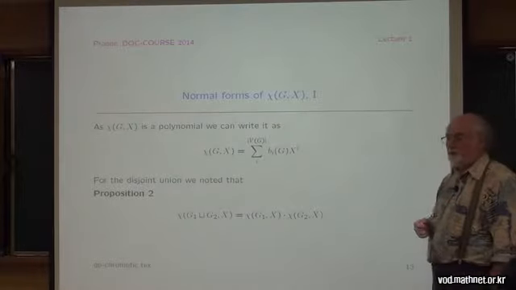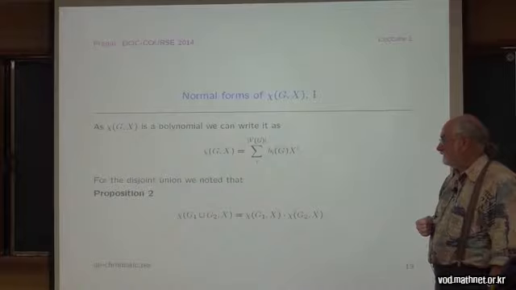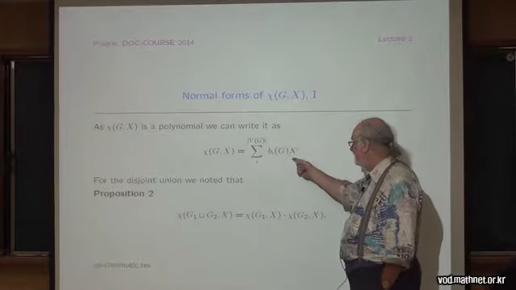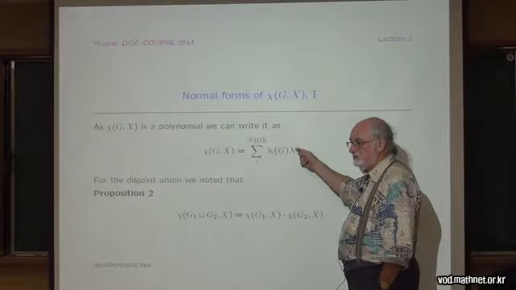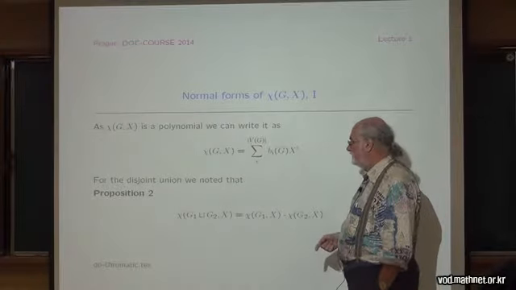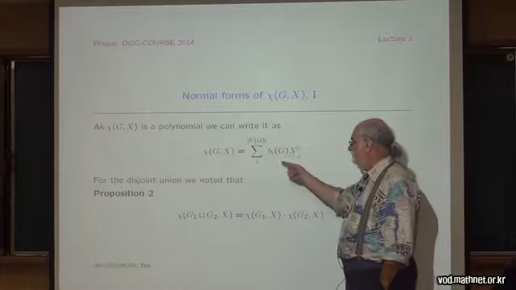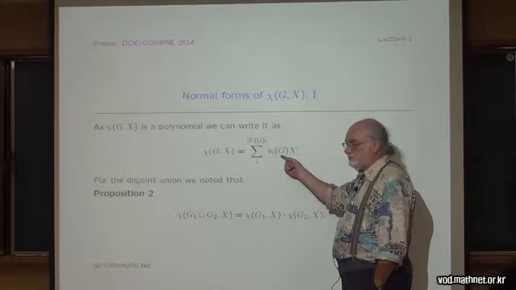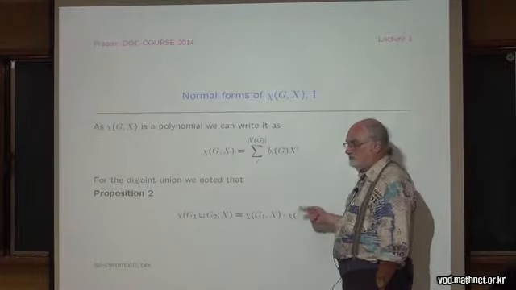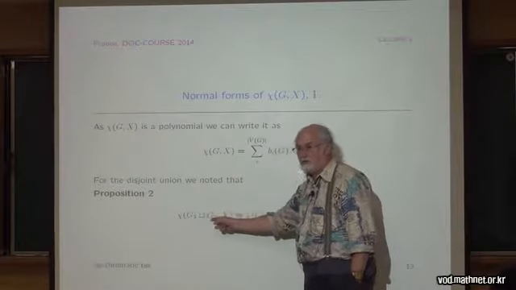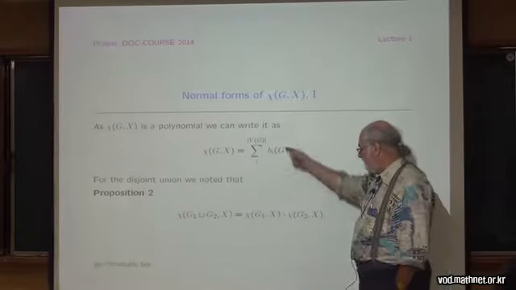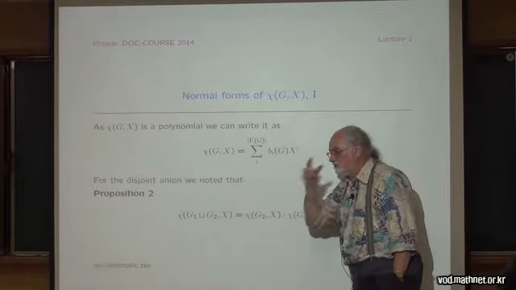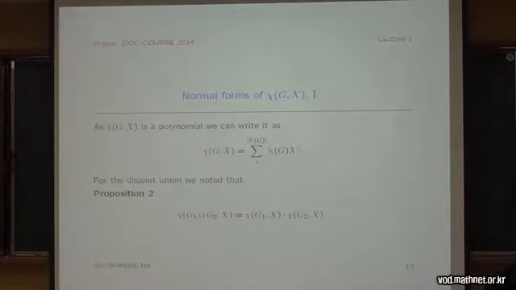Now, once you know it is a polynomial, you can ask yourself how to write it. And you can write it in several ways. You can say, okay, I take as a basis of my polynomial ring x to the power 0, x to the power 1, x to the power 2 as a set of polynomials, and then I have a unique presentation of my polynomial with coefficients b_i times x^i. So this is one presentation. And this presentation has the nice property that it is multiplicative, in the sense that if I have a disjoint union of two graphs, then in this presentation the polynomial can be computed by multiplying the polynomials of the composing graphs.